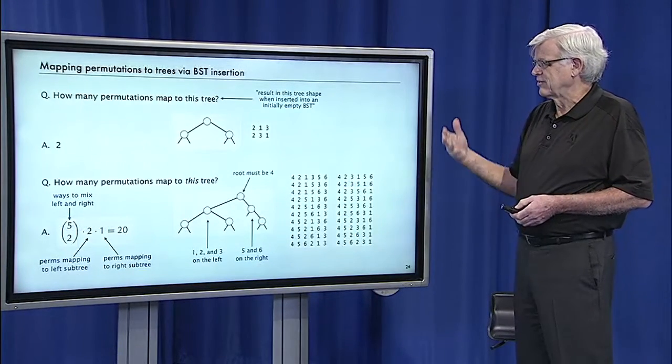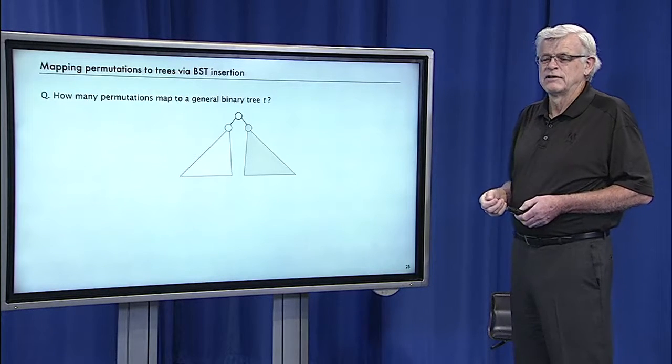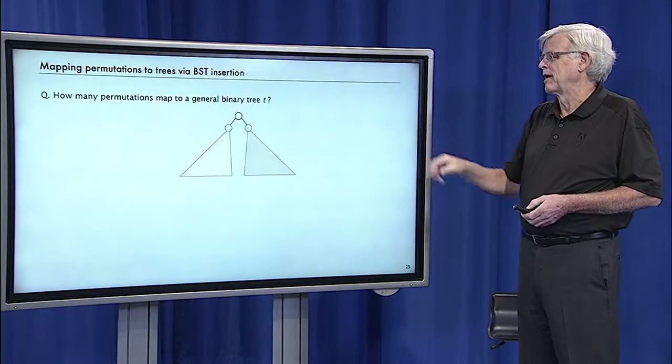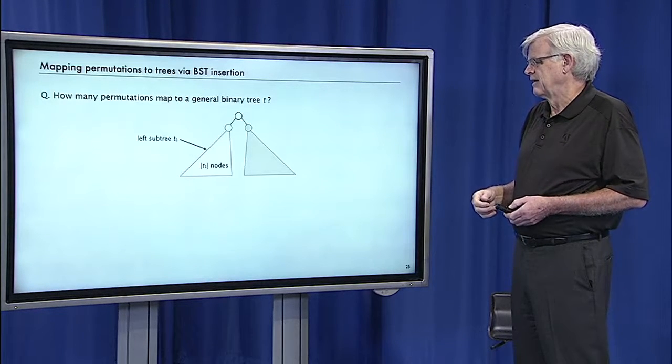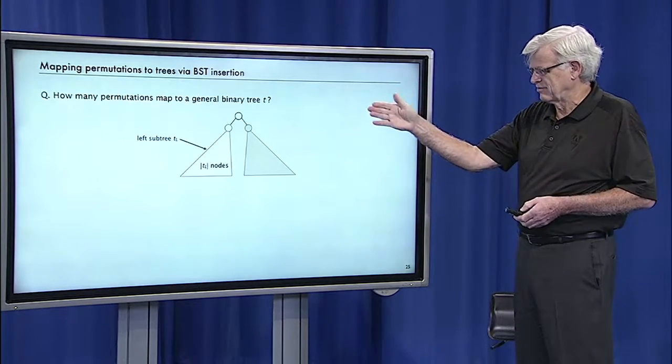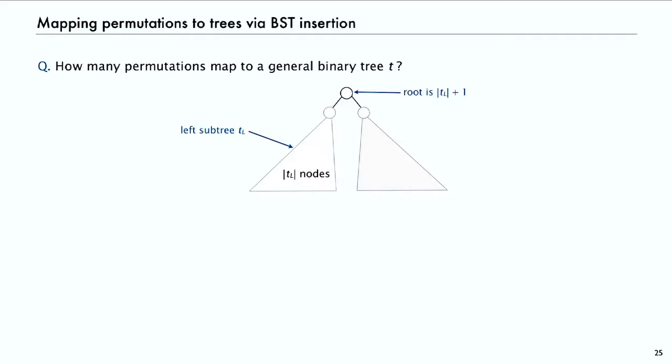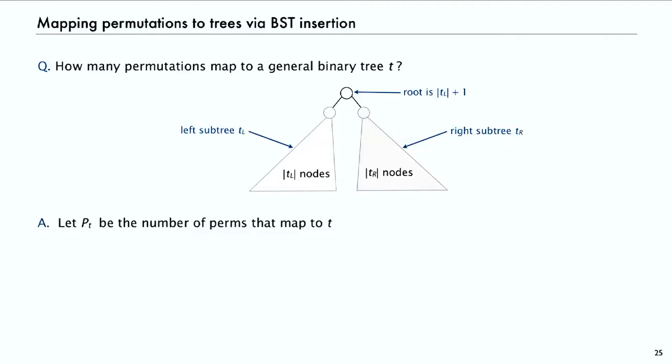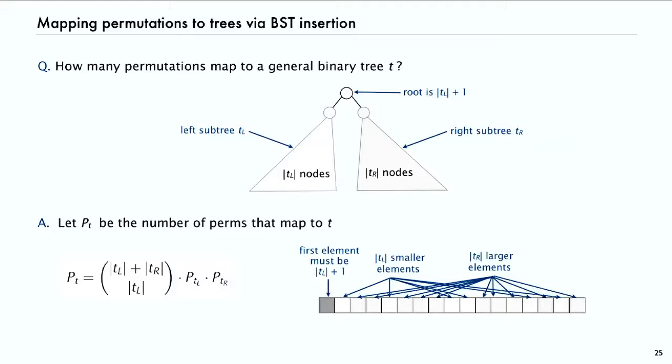And then from that, it's not hard to come to the general case. How many permutations map to a general binary tree like that? Well, there's some number of nodes on the left subtree. Say the left subtree is T sub L, then the size of T sub L plus 1 is the root. And then the right subtree has its number of nodes. By the same argument that we just gave, if you define P sub T to be the number of permutations that map to a tree T, then you have a recursive formula: P sub T equals the binomial coefficient of size T sub L plus size T sub R, choose size T sub L.